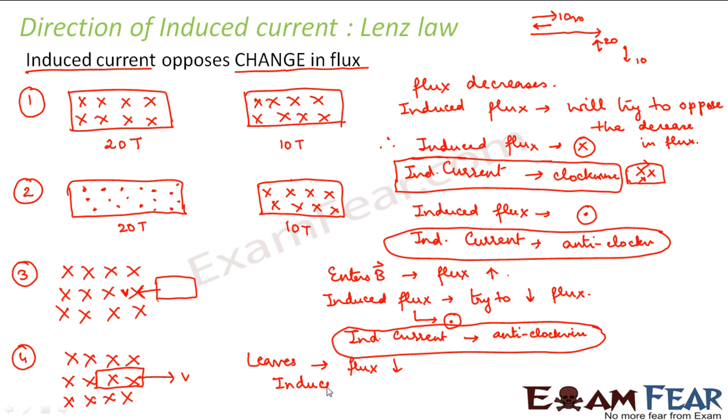So what will be the direction of current? The induced flux will try to oppose the change. So what was the change? The change was decrease in flux. So it will try to increase the flux.